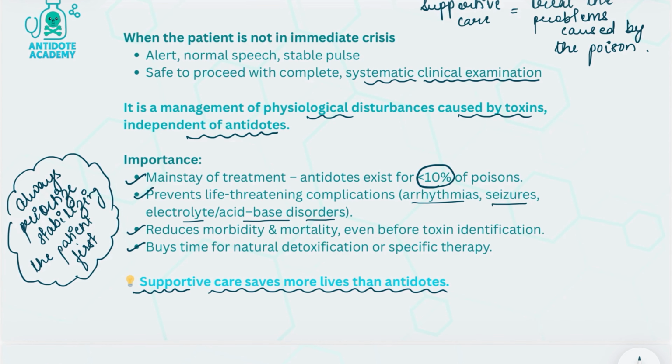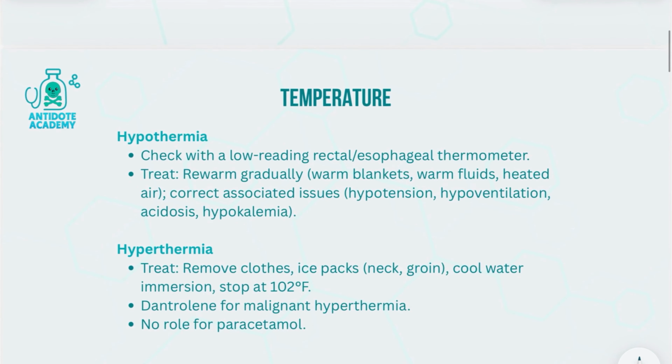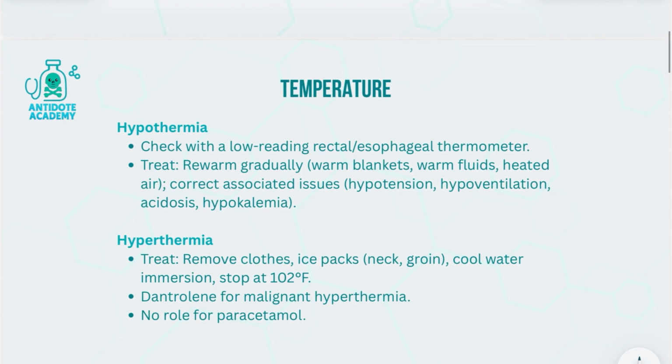Right. Once the patient is stable, one of the first things we do is check the body temperature, because poison can make it too high or too low. Let's see how we handle this. Both hypothermia and hyperthermia can be dangerous. There can be two cases in body temperature: hypothermia, that is low body temperature, and hyperthermia, which is high body temperature.